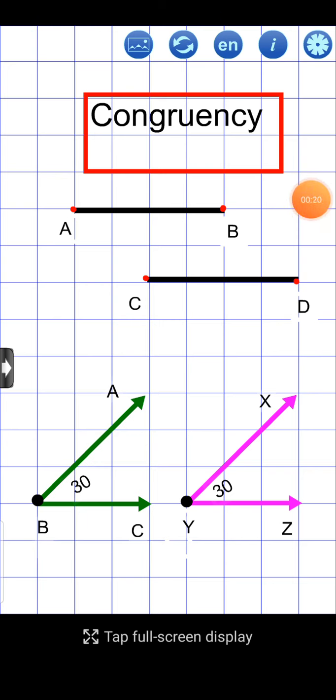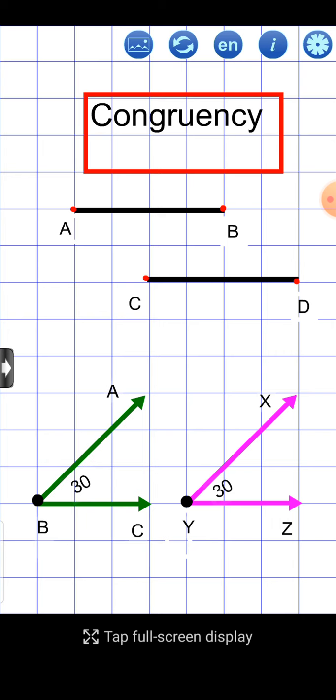At first, if I have two line segments and I want to prove that they are congruent, I can say that two line segments are congruent if they have the same length.